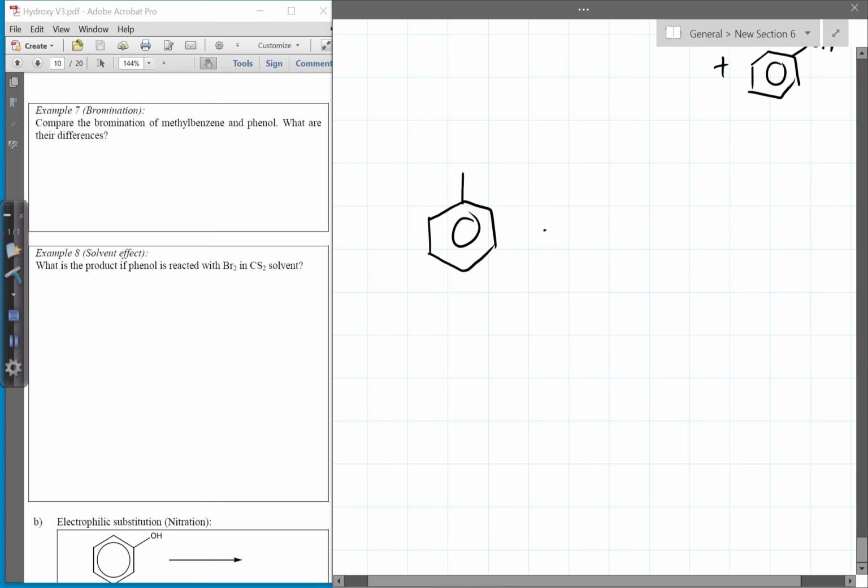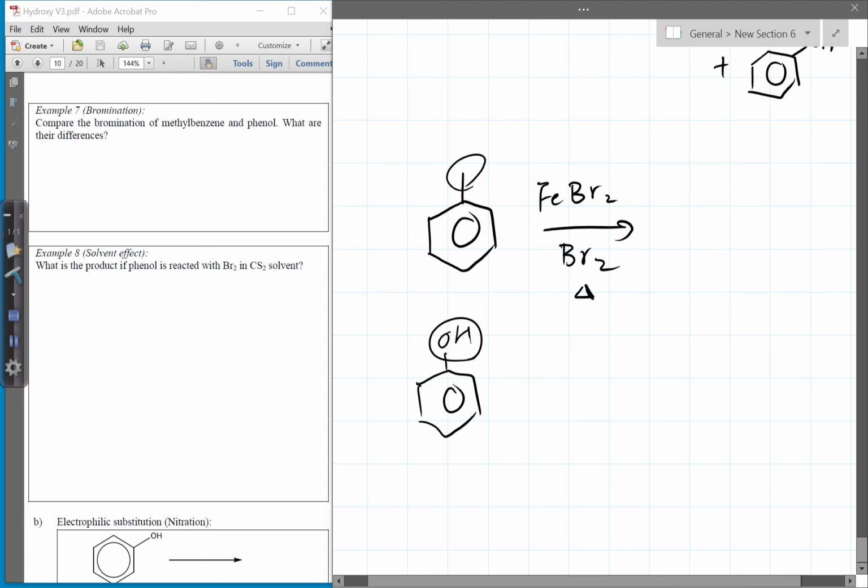If you can recall, for methyl benzene, if you were to perform bromination, you will use FeBr3 and your Br2, right? But for your phenol, you don't need this catalyst. That's the difference. And for this, you need to heat. For phenol, you don't need a catalyst, precisely because the ring is more activated than methyl benzene, because your OH is a stronger electron donating group than your methyl, right?